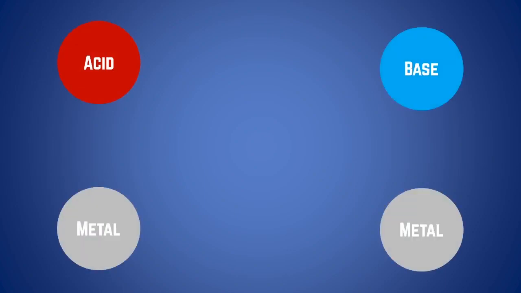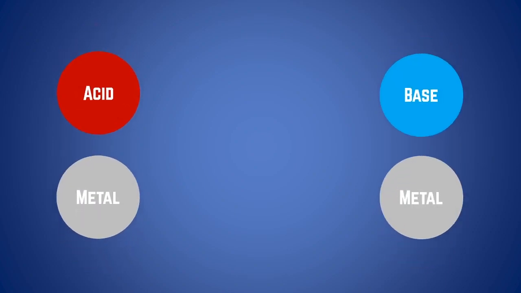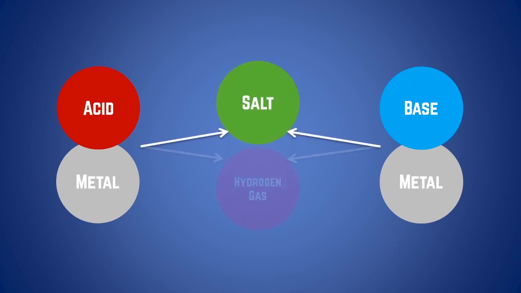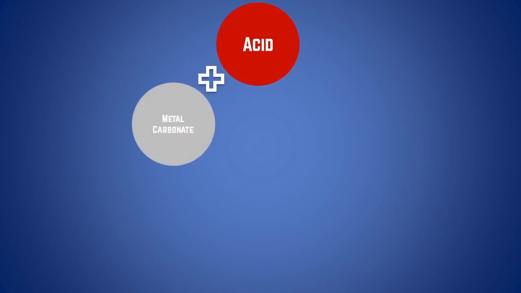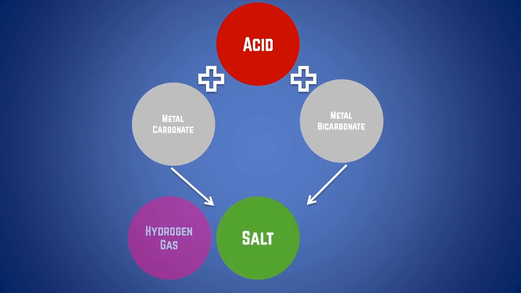Now we will cover reactions of acids and bases with various substances. First, we have the reaction of acids or bases with metals. When an acid or a base reacts with a metal, salt and hydrogen gas are produced. Second, we have the reaction of acids with metal carbonates or bicarbonates. When an acid reacts with a metal carbonate or bicarbonate, salt, hydrogen and carbon dioxide are produced.